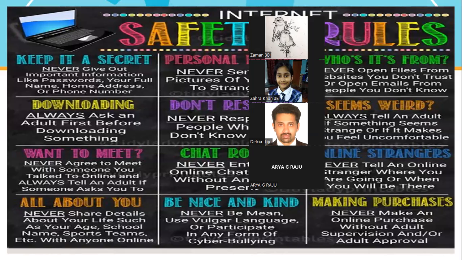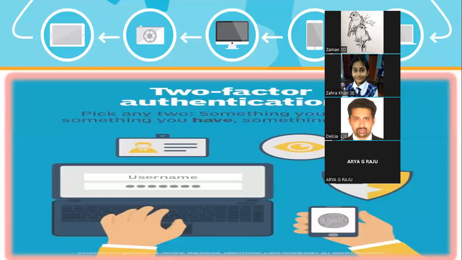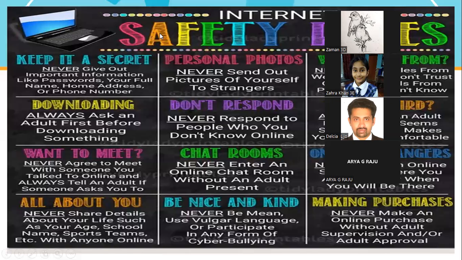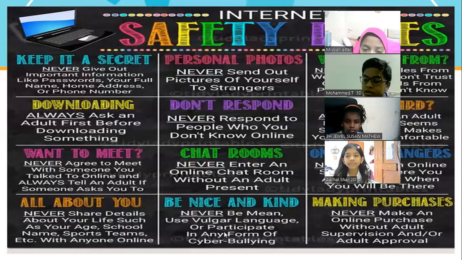And what are the other rules? Where are you not supposed to respond? If someone is chatting with you and asking you to do something wrong, what will you do? You have to immediately block that person and inform your trusted person. Who is your trusted person? Your parents, your teachers, these are all your trusted persons, right? So if any wrong message comes from someone, you are not supposed to respond to them.